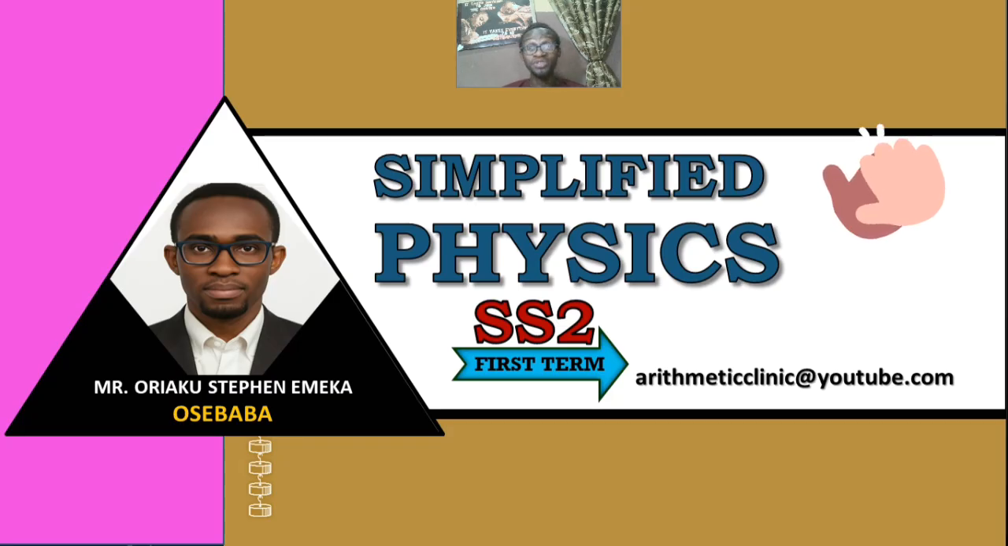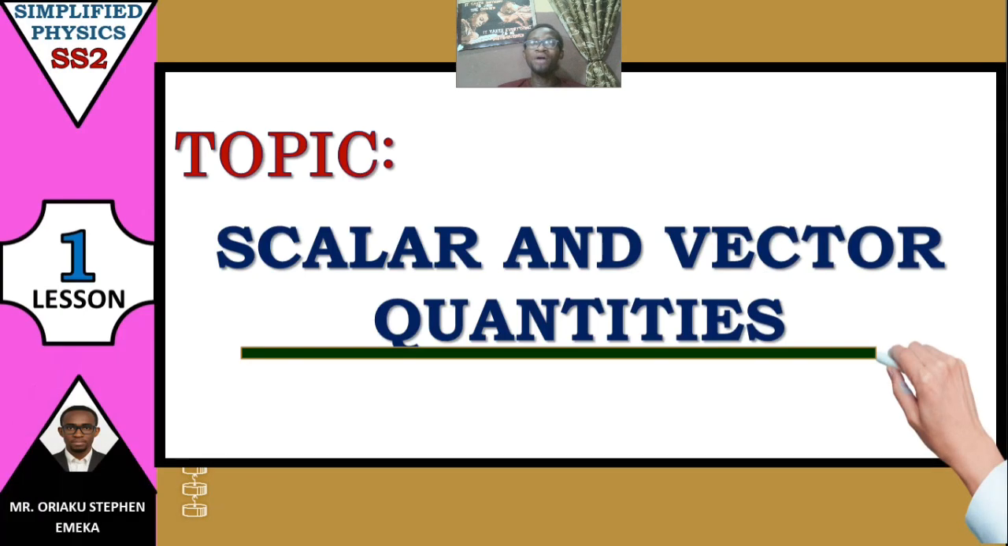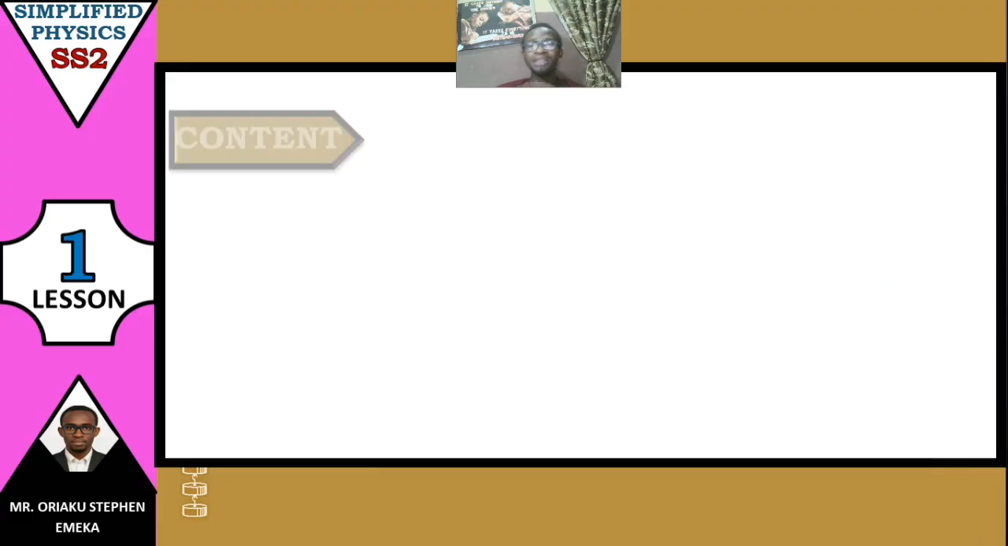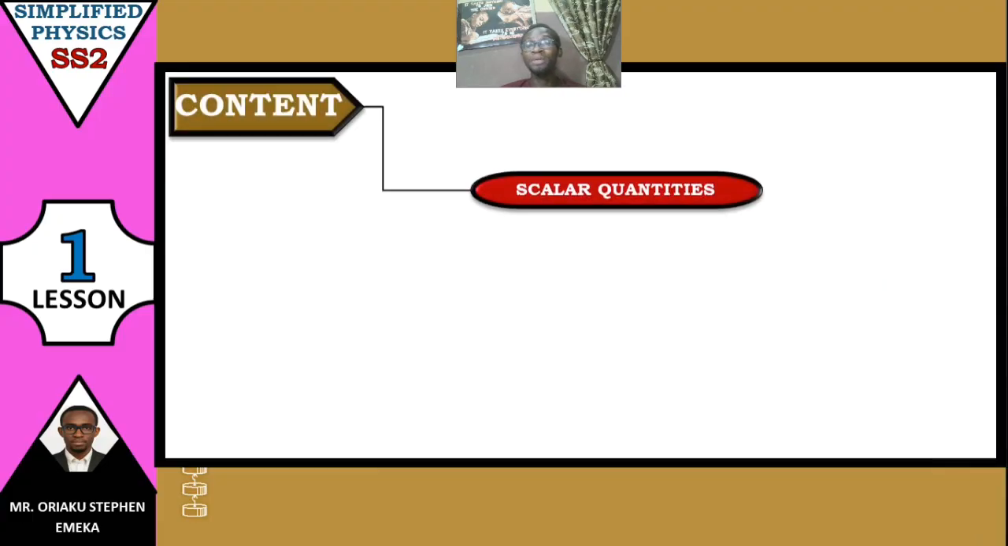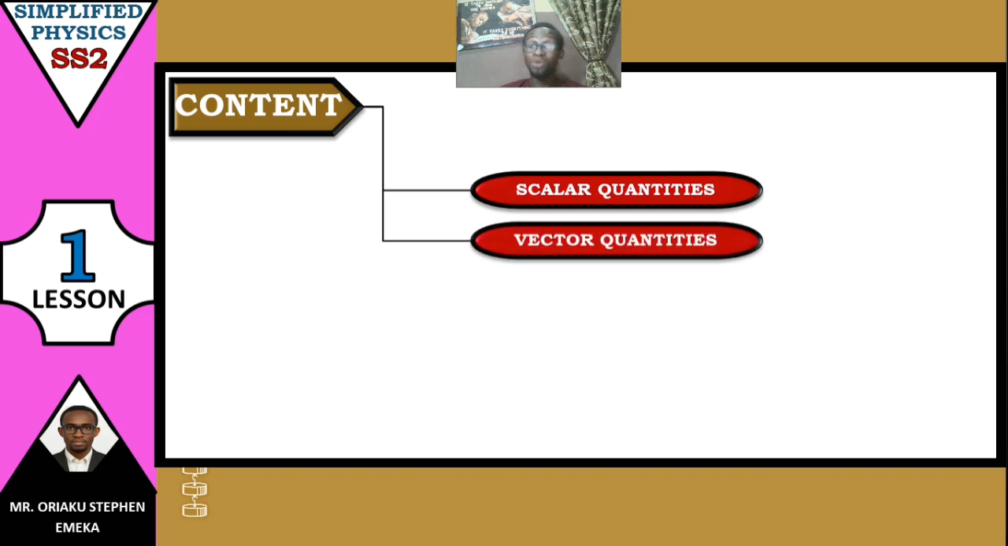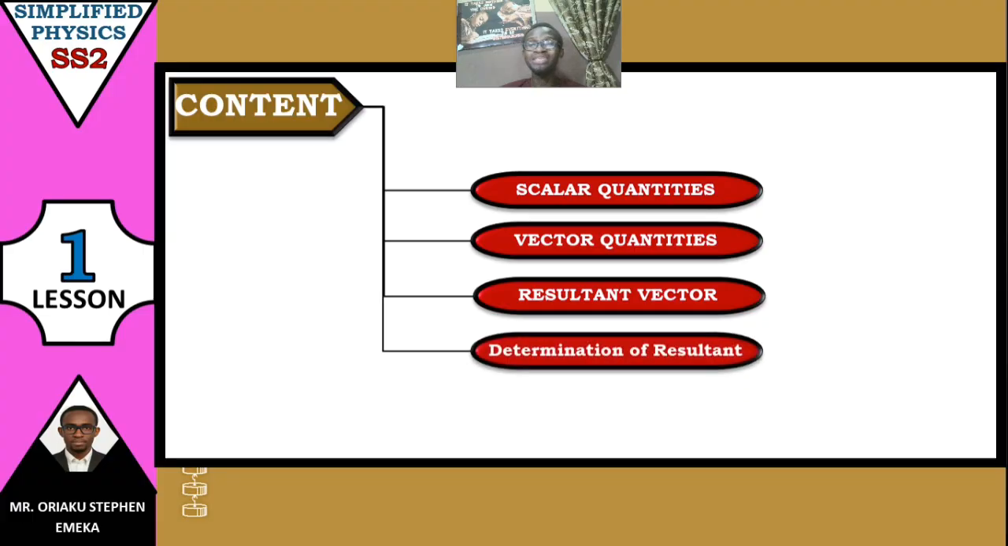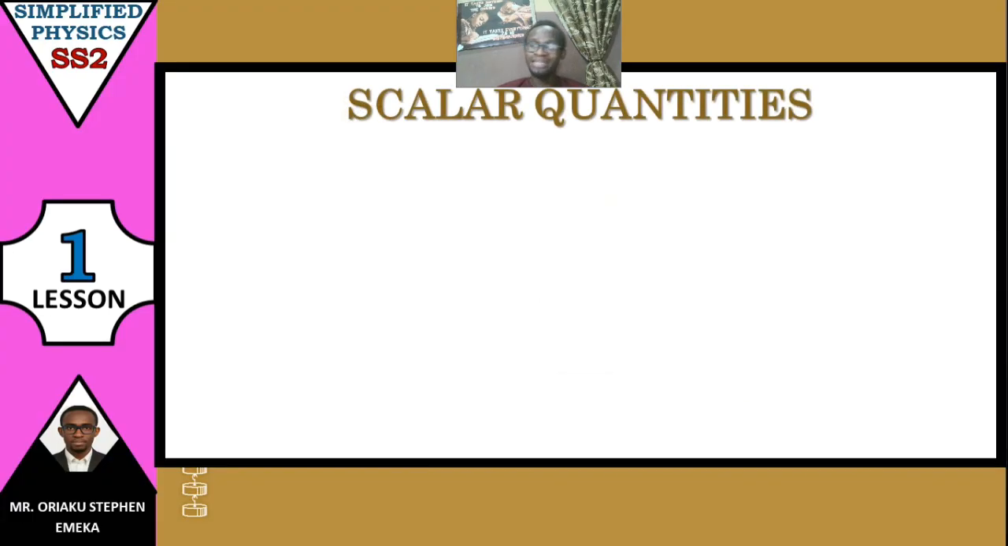So welcome to SS2 first term and the much anticipated class. Okay, let's dive into this class. So today we are going to be talking about scalar and vector quantities. So what are we discussing in this class? That is our course outline. We are going to be talking about scalar quantities, what do they mean? We are going to be talking about vector quantities. We talk about resultant vectors, talk about determination of resultant. So how do we determine resultant? And let's go to the class.